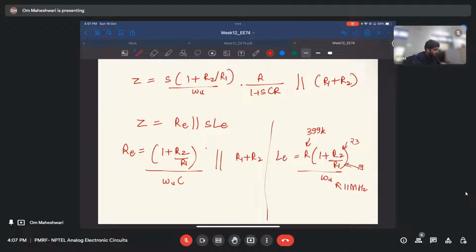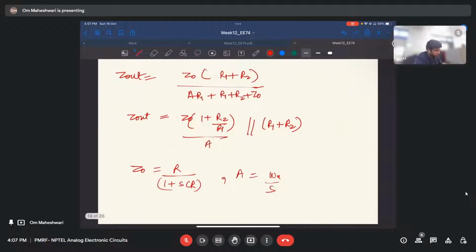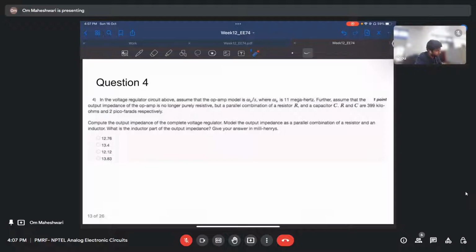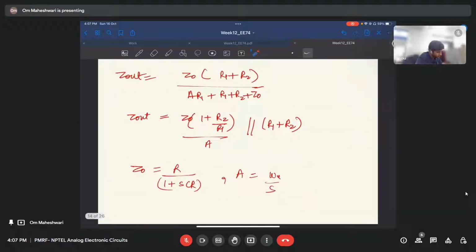Okay, you can solve it later. But I hope you understood what we did. Earlier we had this, and we replaced that. Now they have said that the output is a parallel RC, where R is 399K and C is 2 pico. So it will effectively be this, and this model is given in the question.